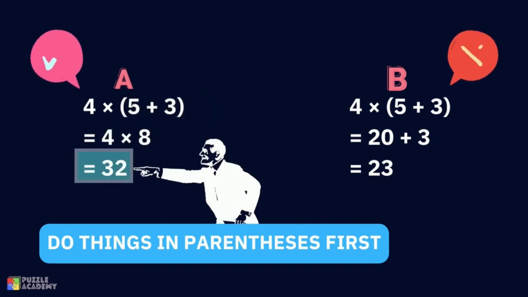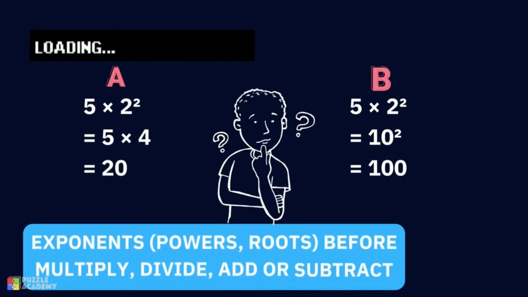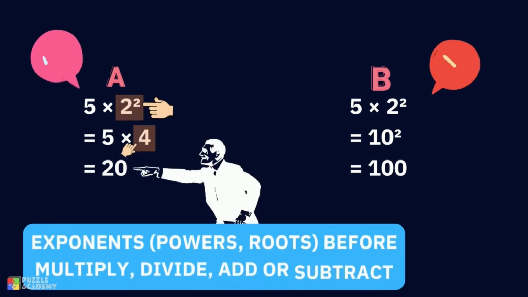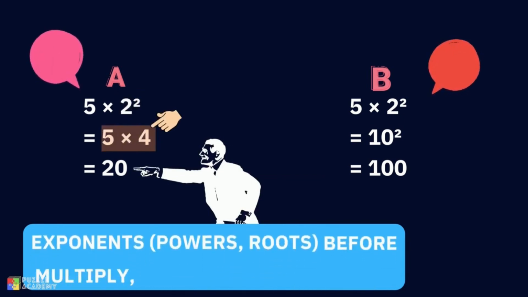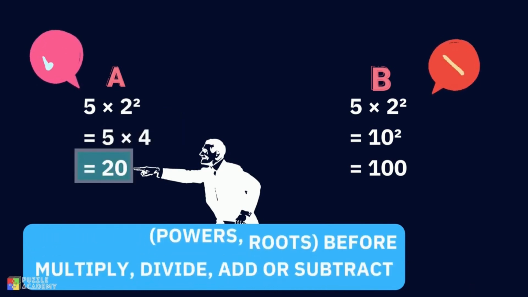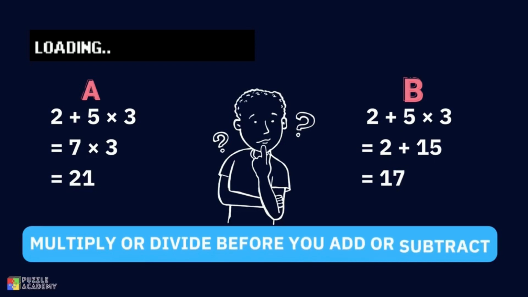Next, the exponents or power roots, before we multiply, divide, add, or subtract. Which of the following is correct? Great! Since we have the exponents in base 2, we simplify first 2 squared. Then we multiply it to 5. So we get 20.